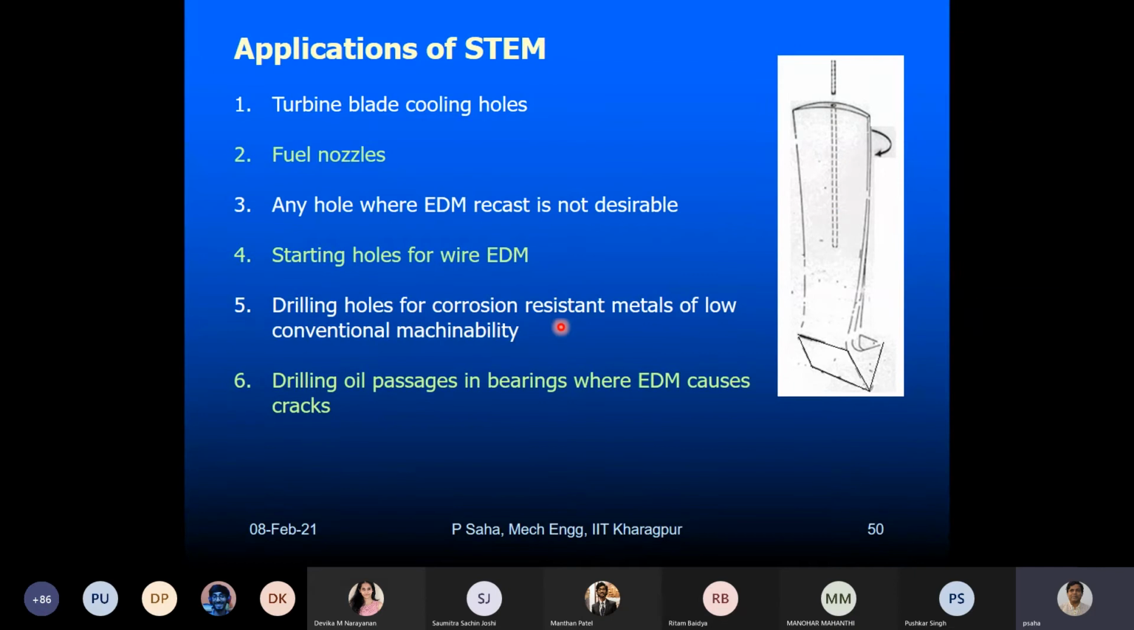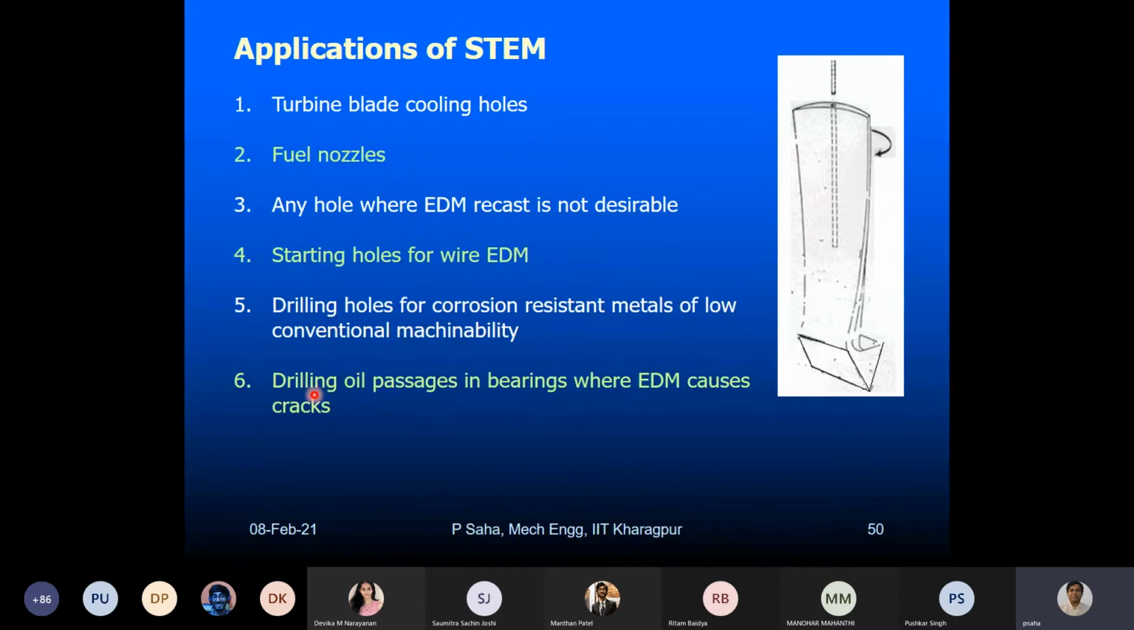Then drilling holes for corrosion resistant metals of low conventional machinability. Why corrosion resistant metals? Because our electrolyte is acidic. If we use metals which are not corrosion resistant, probably we will be able to machine, but at the same time the component will get spoiled by vigorous corrosion. So metals like stainless steel, this process can easily be applied.